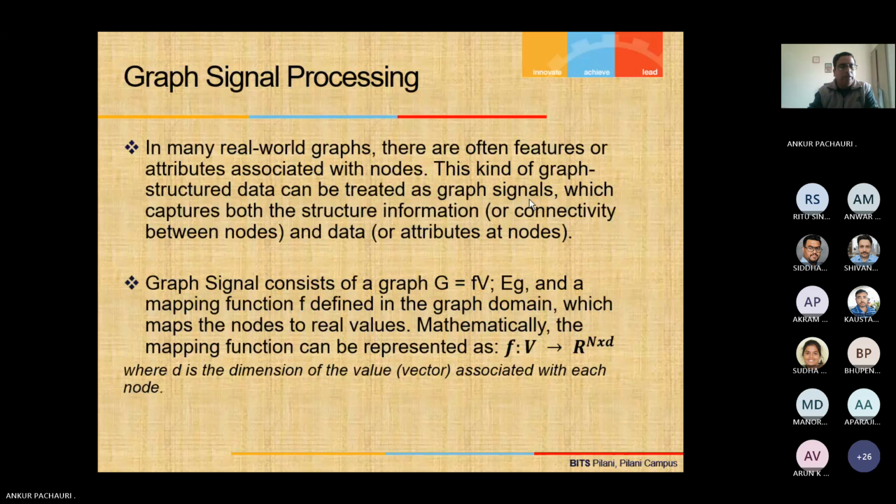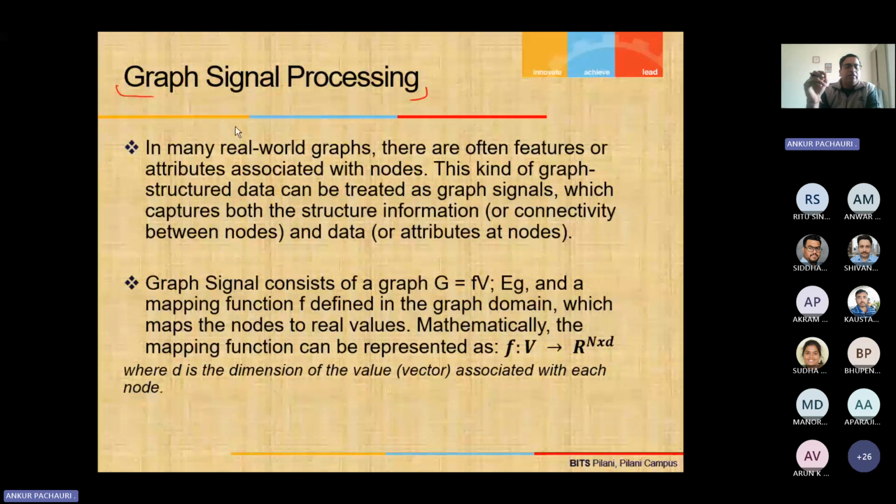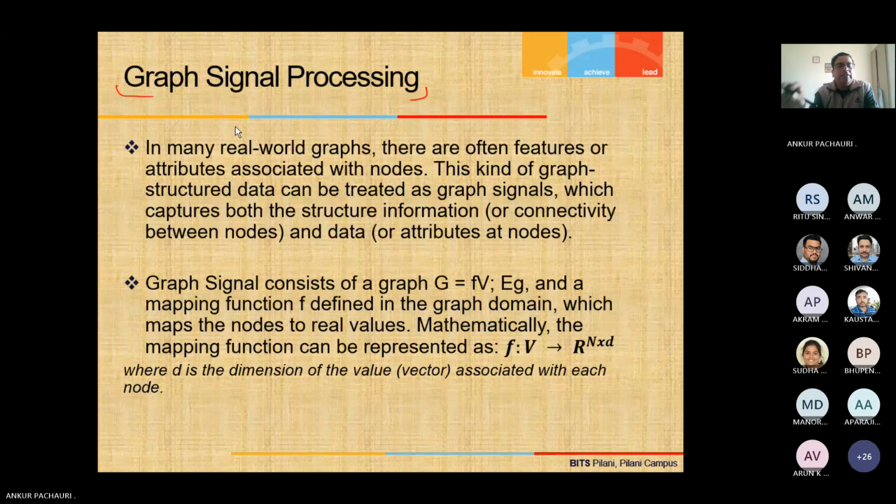Second one is graph signal processing. Signal processing means, if somehow I can convert the graph into some form of sequence, then I can use CNN, convolutional neural networks, and all those techniques in application. So this is graph signal processing.